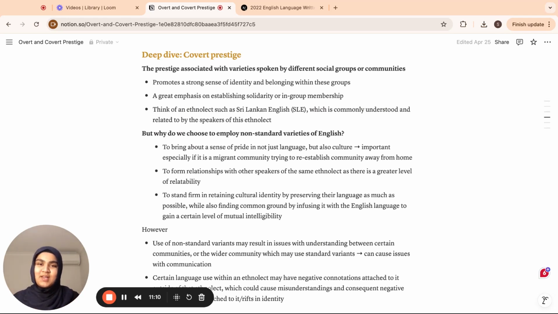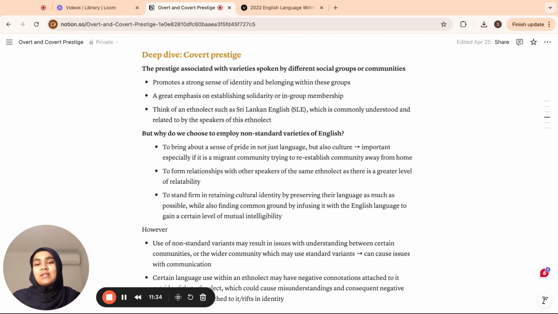But why do we choose to employ these non-standard varieties of English? We have a standard variety. Why are we not conforming to that standard? Why are we so insistent on using our own cultures and infusing our language with that, right? Well, it's to bring about a sense of identity, obviously, but also it allows us to retain a sense of pride in not just our language, but also our culture, right?